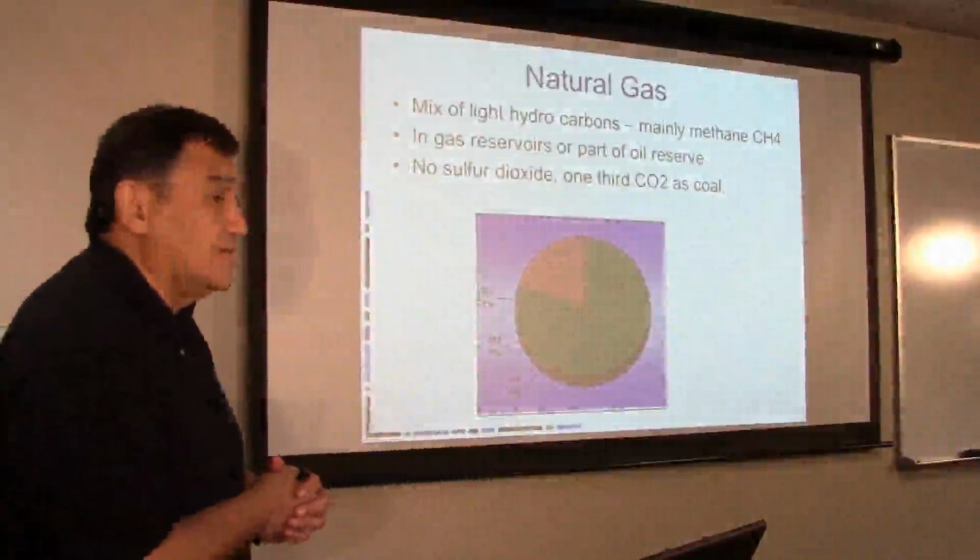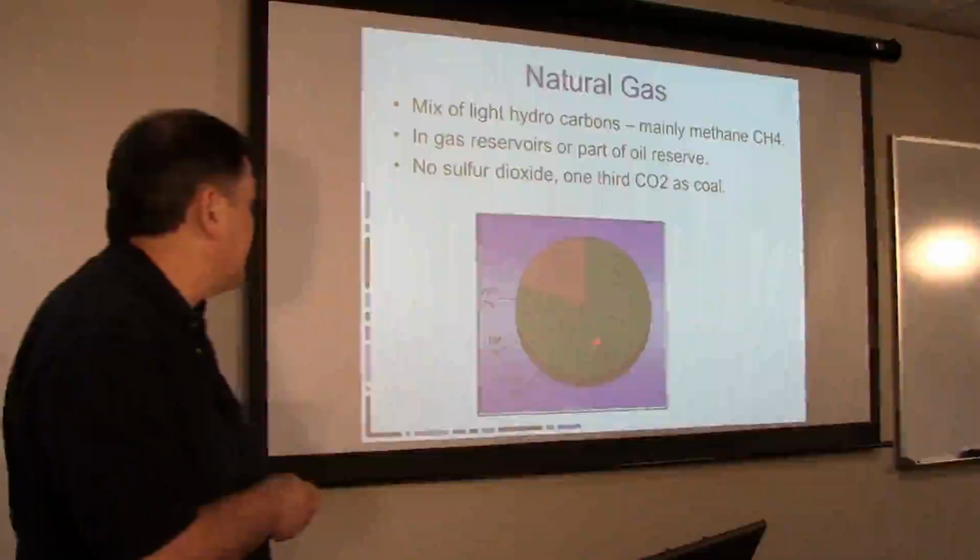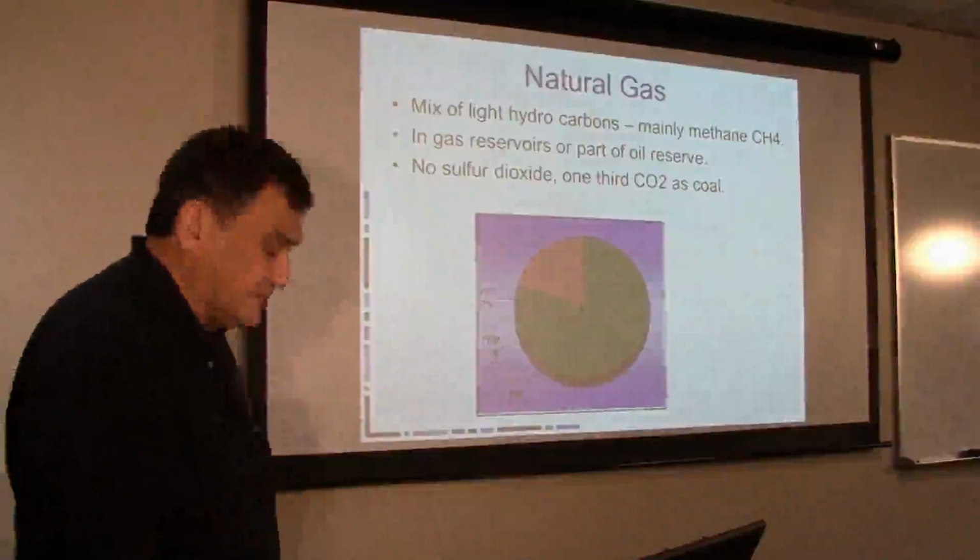All right, moving on to the next major fuel, natural gas. Basically a mix of light hydrocarbons, mainly methane, CH4, and there are tremendous gas reservoirs that stand alone or may be part of an oil reserve. There is no sulfur dioxide, and it has 1/3 the CO2 of coal. So we're seeing a tremendous advantage in terms of greenhouse gas emissions. Most of the natural gas comes from Texas, Louisiana, Oklahoma, New Mexico, Wyoming.